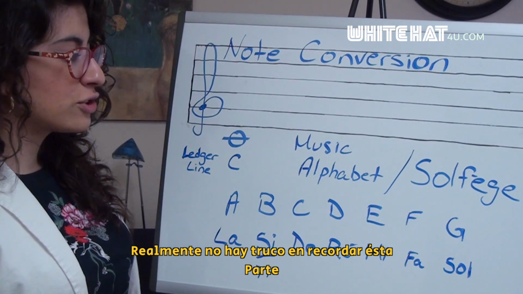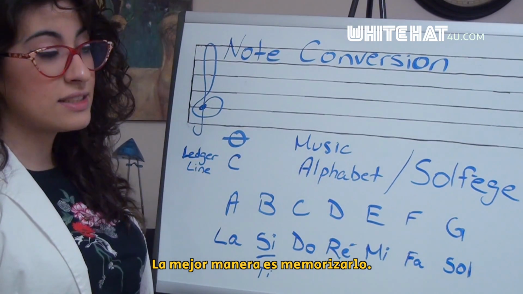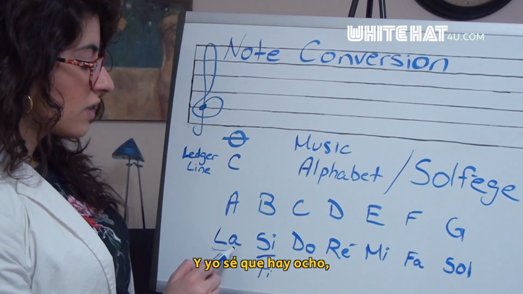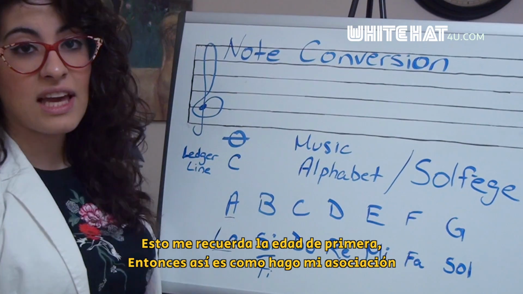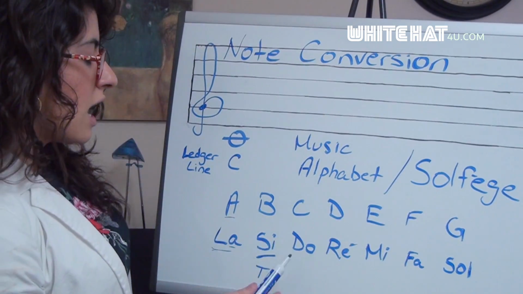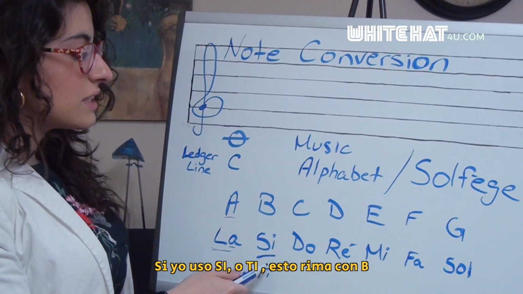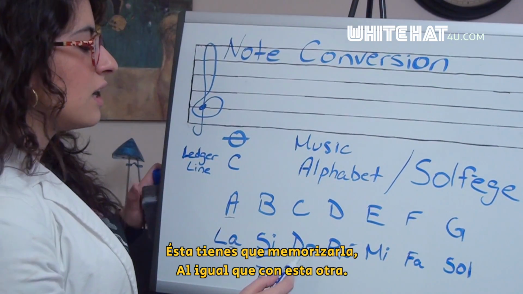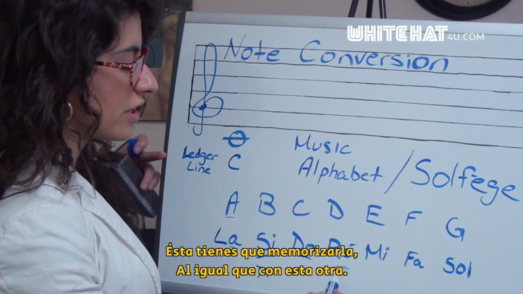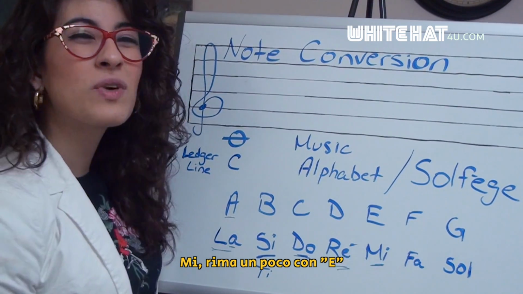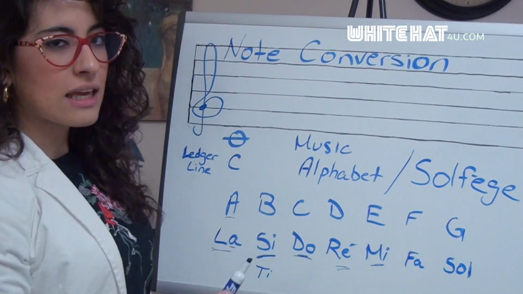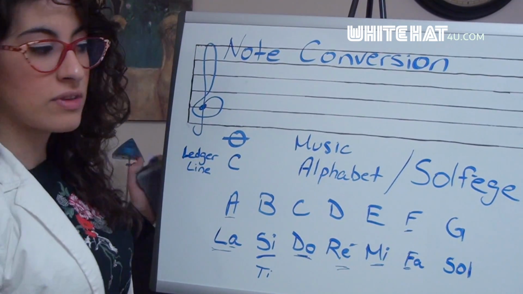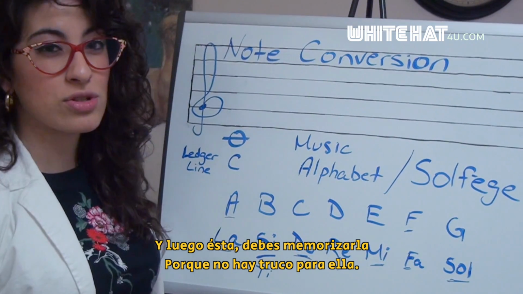There isn't really a trick to remember this. The best way is to memorize it. Or I like to find things that rhyme. So for example, La, I know there's an A, so it reminds me of the A, so that's how I make my association. If I use C or T, it rhymes with B. So now I'm like, okay, I kind of remember what's happening. This one you have to just memorize. Same thing with this one. Mi, also it rhymes with E. Mi, E. Fa, I also know there's an F. The F matches up. And then this one you also just have to memorize. There's no trick for that.